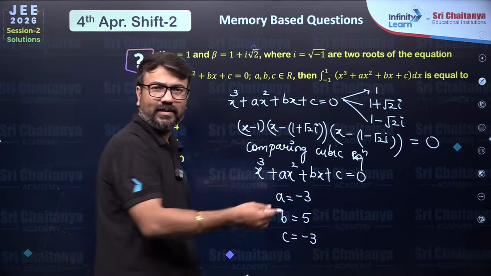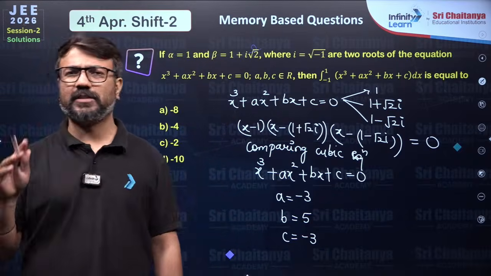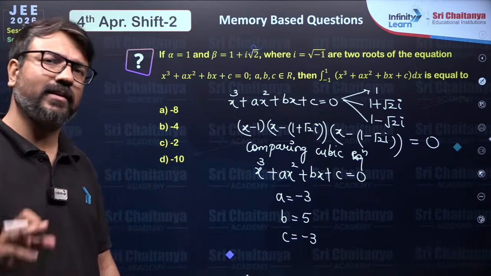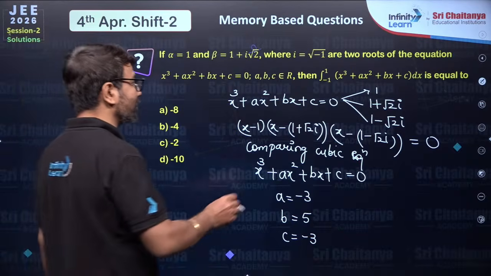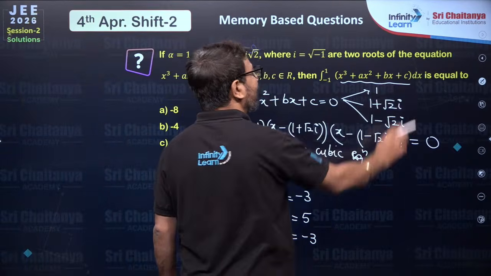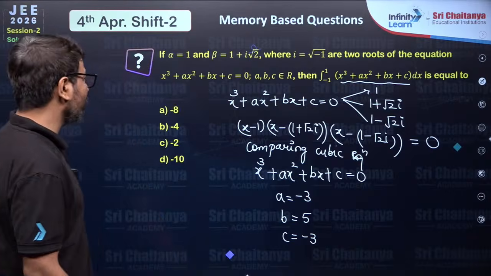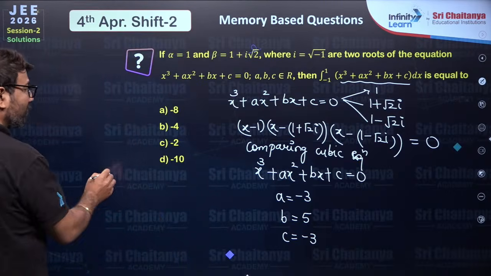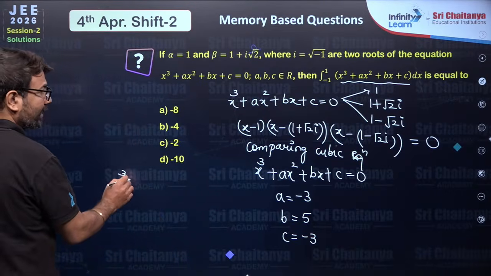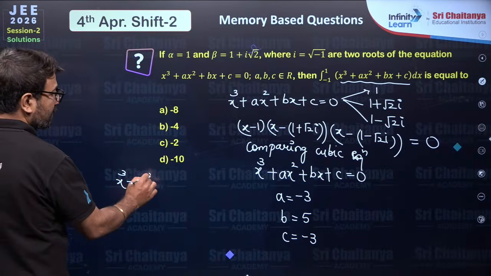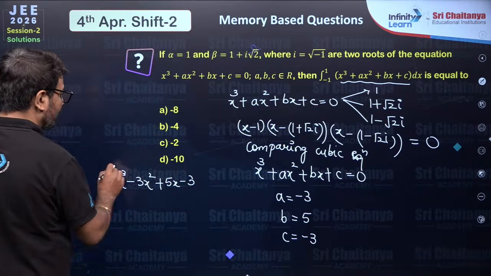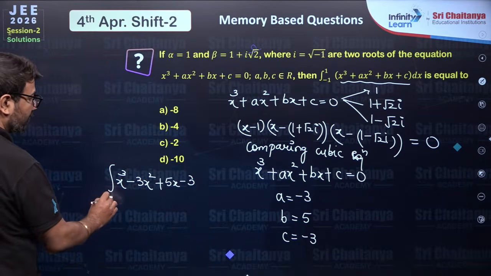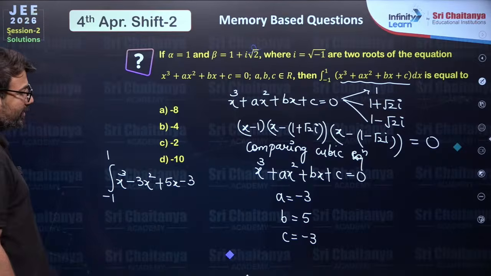You can just multiply and then easily find the coefficient of x square, the coefficient of x, and the constant. Once you get these a, b, c values, you have to substitute them over here and integrate from minus 1 to plus 1. So x cube, then the a value, then the b value, then the c value, and bache, you have to integrate from minus 1 to plus 1. Is that clear to you?